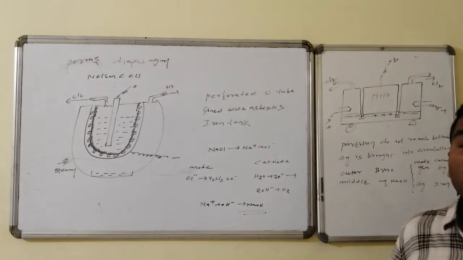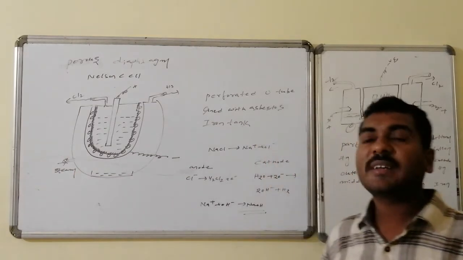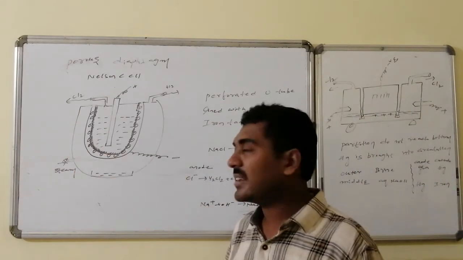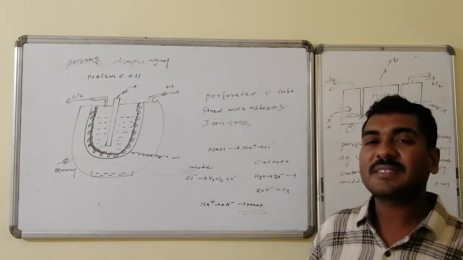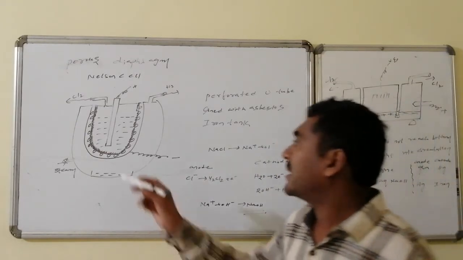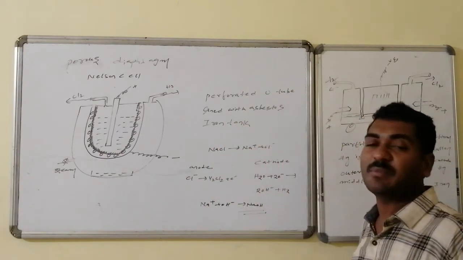After a certain amount of deposition of the sodium hydroxide, steam is let in through this valve. Because it is hygroscopic in nature, it is converted to liquid in physical state. Otherwise, it becomes somewhat wet. That wet sodium hydroxide is deposited at the bottom. Thus, sodium hydroxide is prepared.